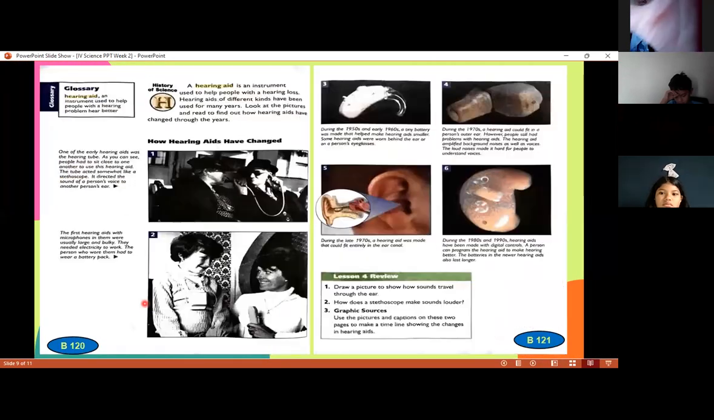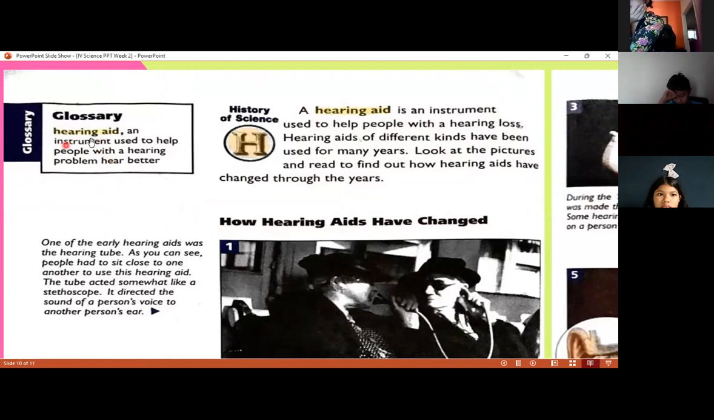Excellent. So what we're going to do now, class, we're going to continue here with the reading of this part. We have another glossary. Continue with the reading of the glossary, Joshua. Hearing aid: an instrument used to help people with a hearing problem hear better.